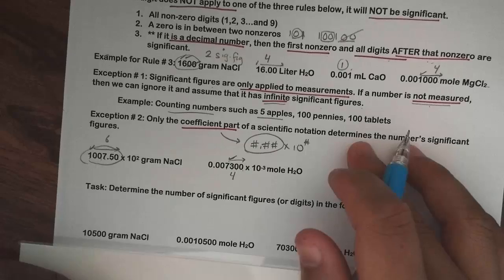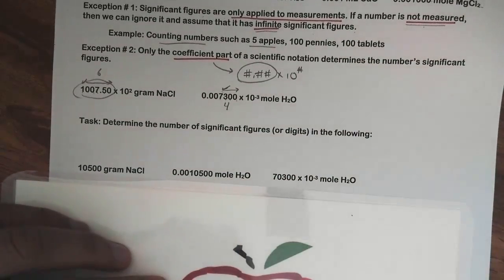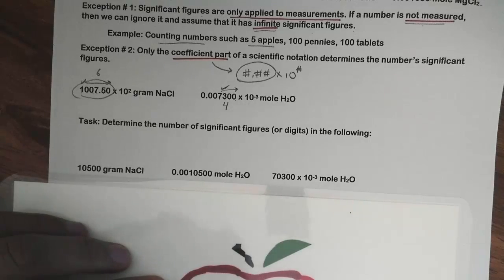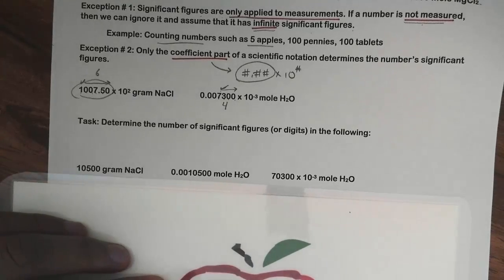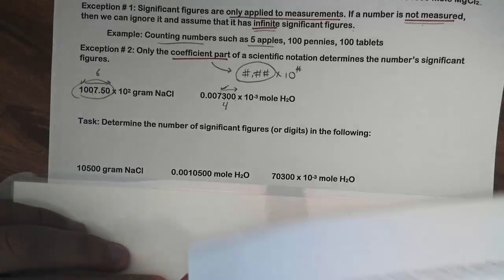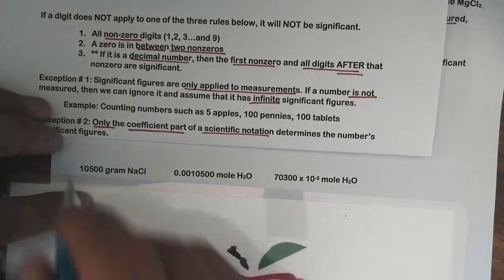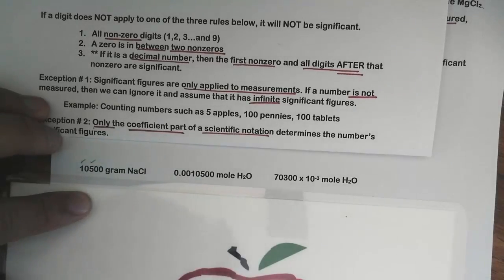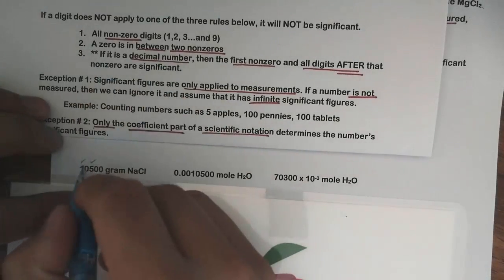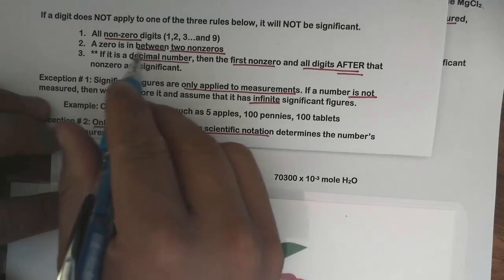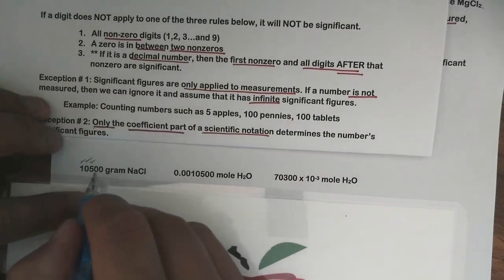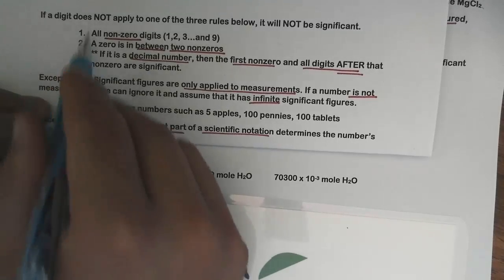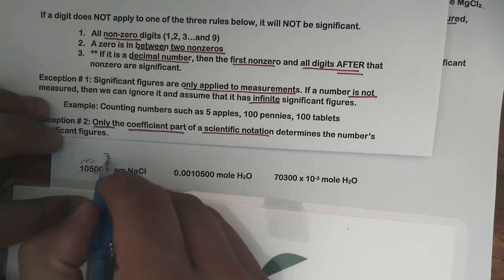Now let's try some more examples. How about that? In this case, I have 10500. This is not a decimal number, so we have to go back and look at the other rules. Here are the rules again. First of all, we know that this is significant because they are non-zero. But what about this 0? It is significant, it is between 2 non-zero. But these 2 zeros are not significant because they do not follow any of the rules above. So we have 3 sig figs.